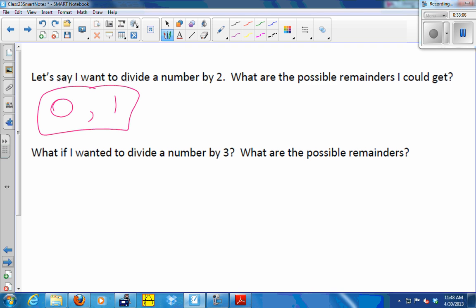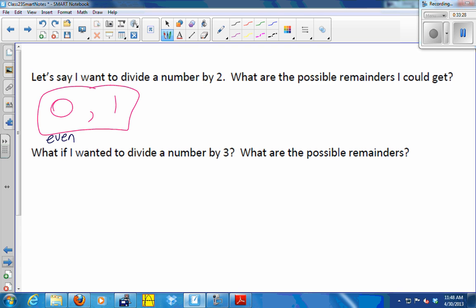So you can take any number and reduce it to 0 or 1 by dividing by 2 and just giving the remainder. A number that when you divide it by 2 gives a remainder of 0, we have a special name for that. What is that? Even.